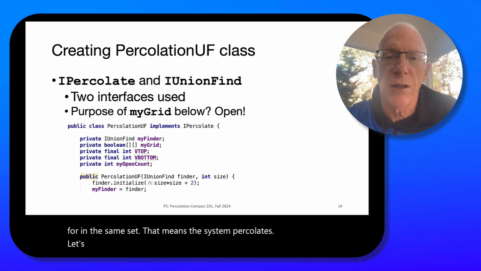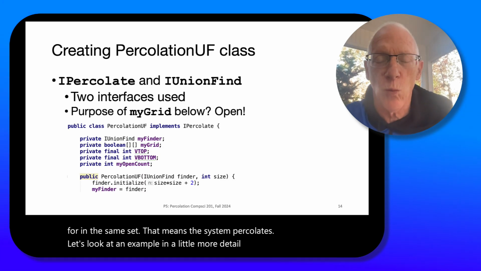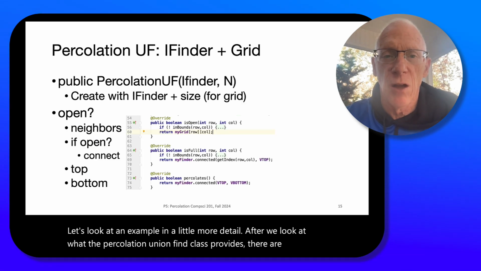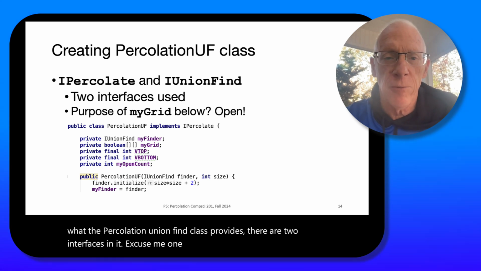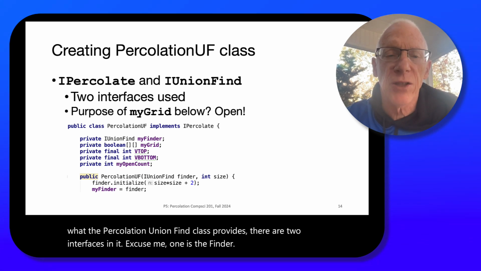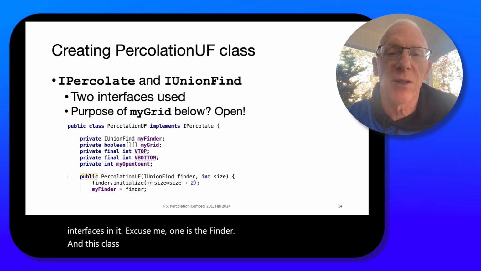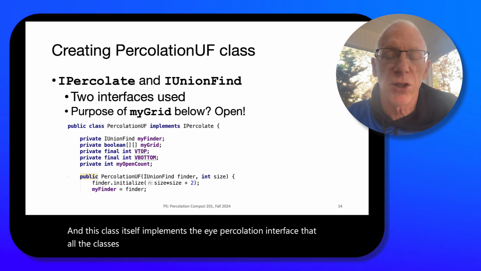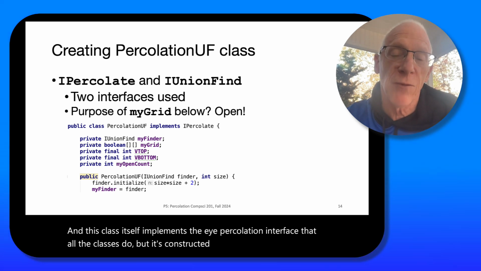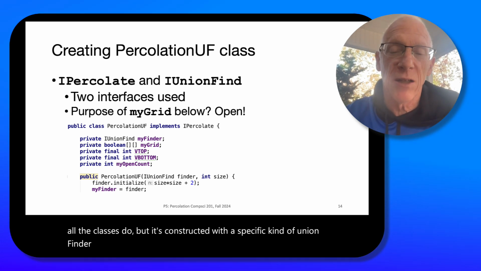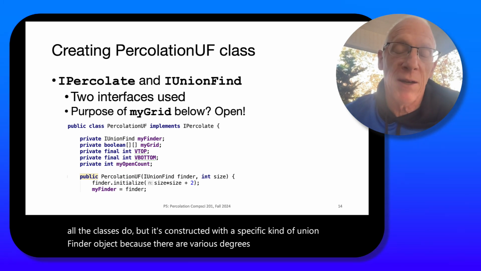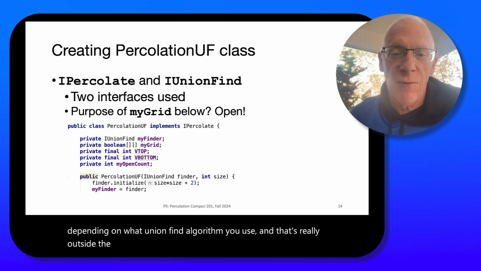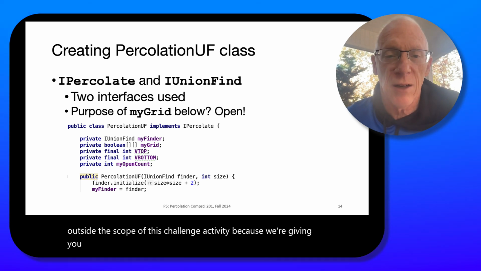Let's look at an example in a little more detail after we look at what the Percolation Union Find class provides. There are two interfaces in it. One is the finder, and this class itself implements the IPercolation interface that all the classes do. But it's constructed with a specific kind of union finder object because there are various degrees of efficiency depending on what union find algorithm you use. And that's really outside the scope of this challenge activity because we're giving you several union find classes.